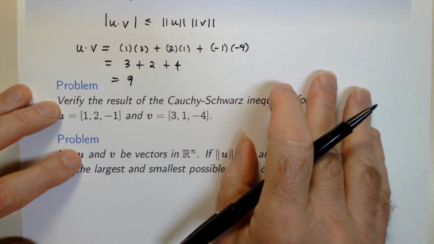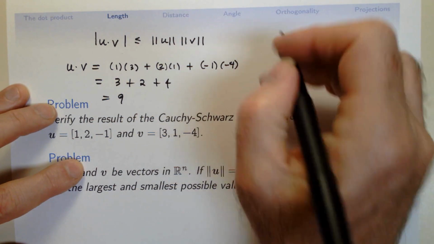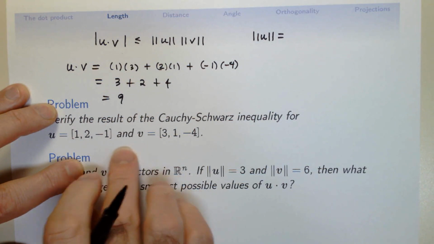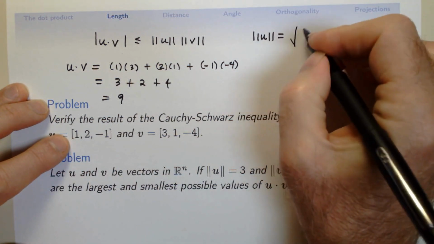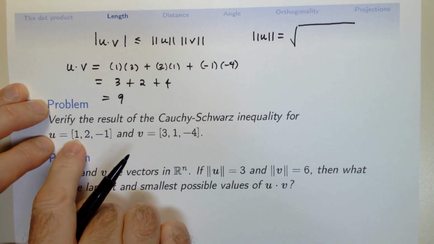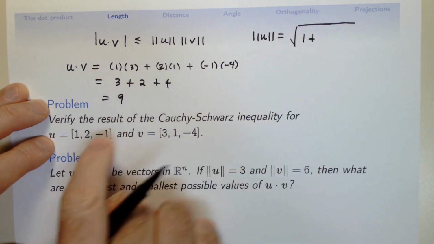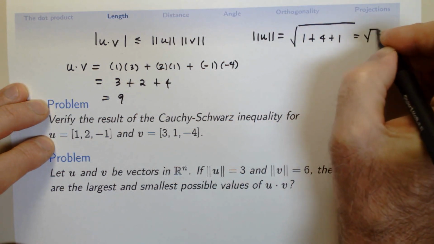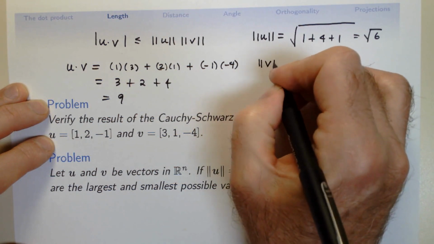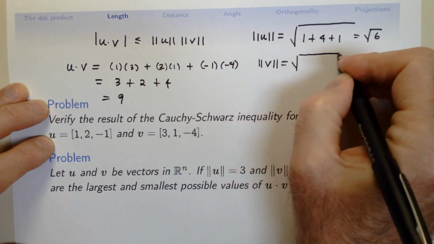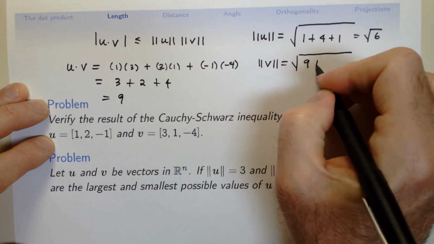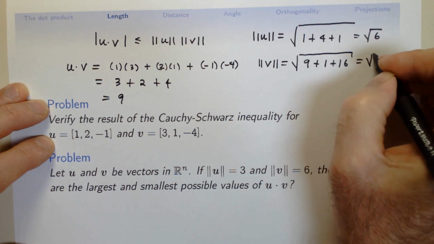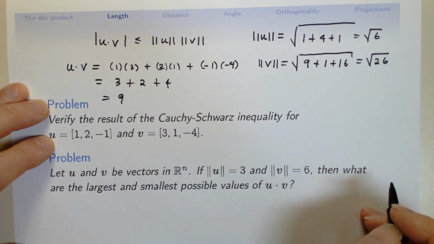All right, now let's compute the length of u and the length of v. So the length of u is going to be the sum of the squares of its components with a square root wrapped around that. So we're going to have a 1, a 4, and a 1. And that's going to be the square root of 6. And the length of v is going to be a 9, a 1, and a 16, which will give us the square root of 26.